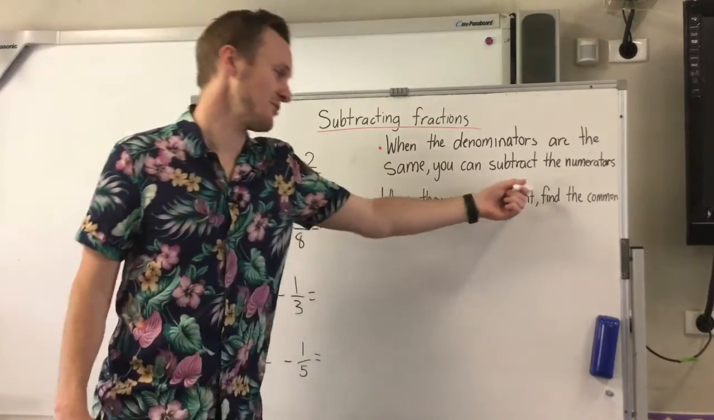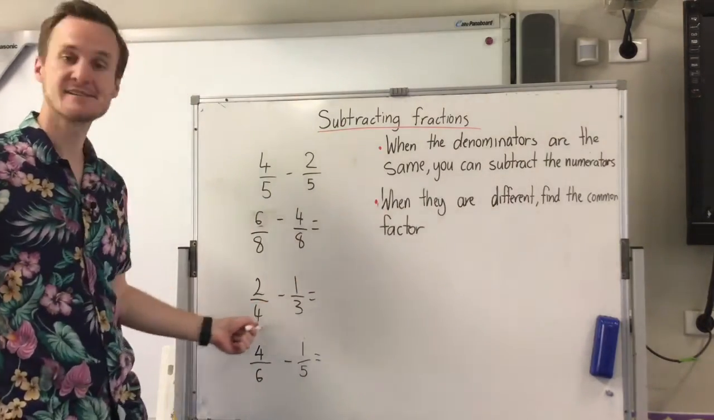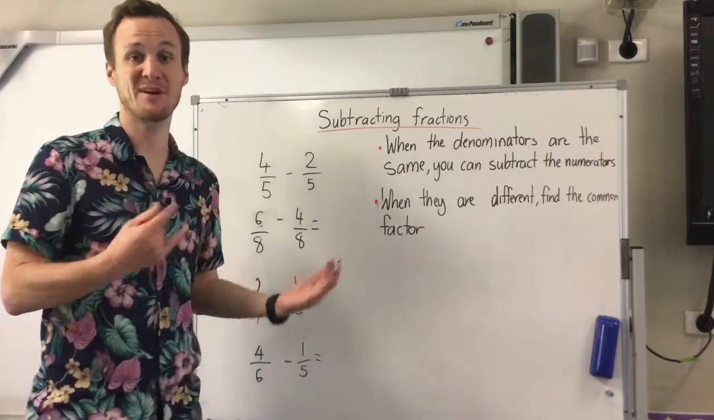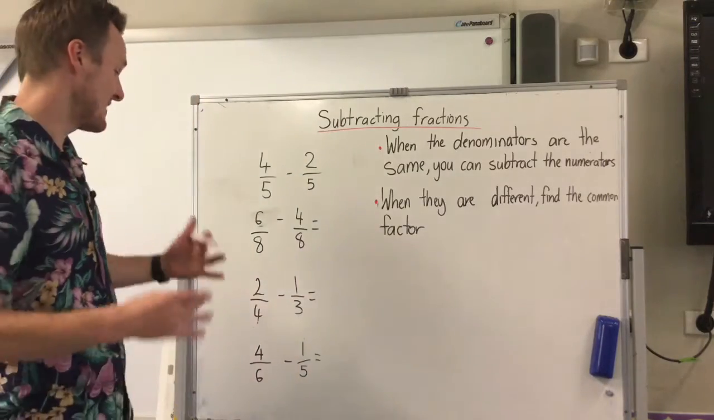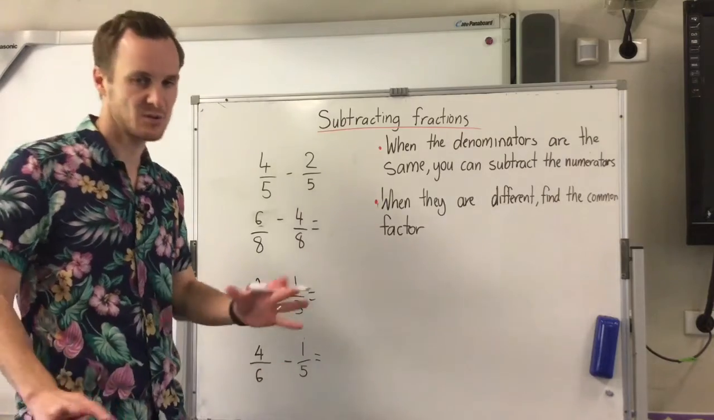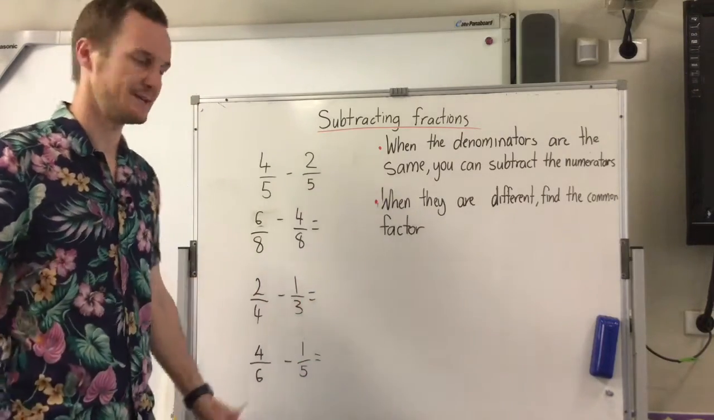However, when they're different, you need to find a common factor and change that, multiply the top and the bottom by the same number, and then you can subtract from there. So we'll go through some to make that a little bit more clear.